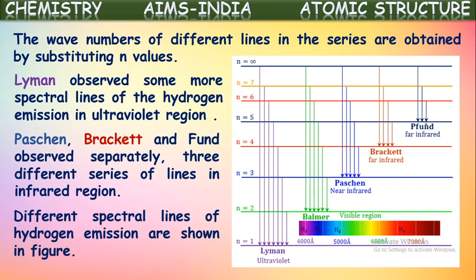Different spectral lines of hydrogen emission are shown here. You can observe the Lyman series, Balmer series, Paschen series, Brackett series, and Pfund series. These all are obtained when excited electrons fall into different energy levels. When electrons from the higher orbits jump back to the first orbit, the energy emitted forms a series called the Lyman series. When an electron jumps from higher orbits to the second orbit, the emitted radiation forms a series of lines called the Balmer series. In the same way, Paschen, Brackett, and Pfund series are formed when electrons jump from higher orbits to the third, fourth, and fifth orbits respectively.